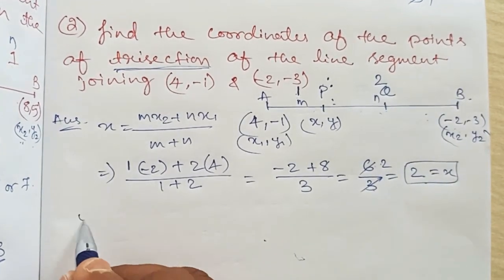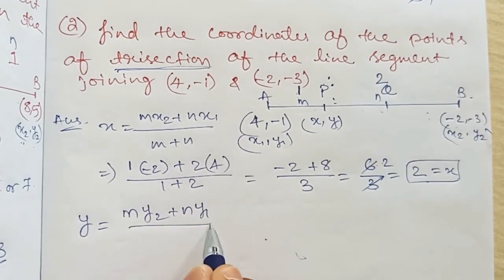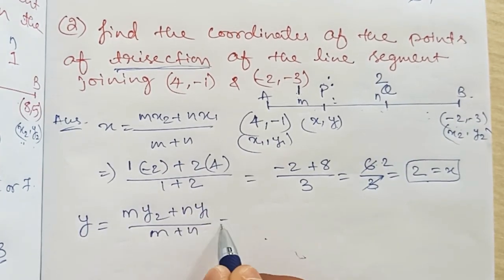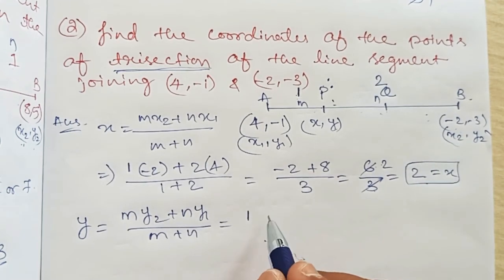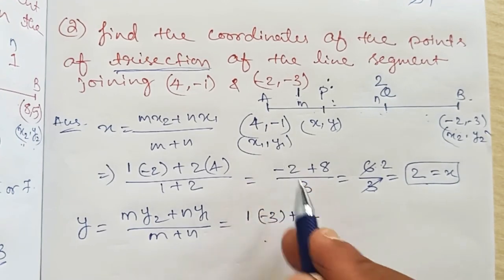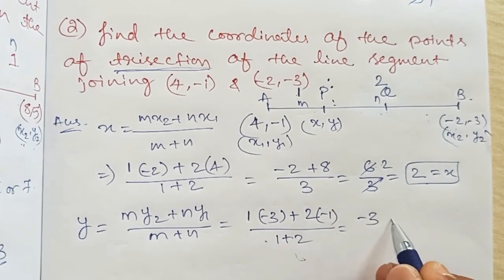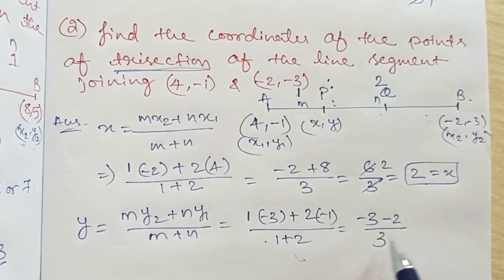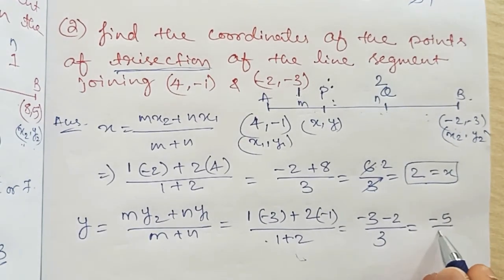Now for y. y equals my2 plus ny1 by m plus n. m is 1, y2 is minus 3, plus n is 2, y1 is minus 1, divided by 1 plus 2. This is minus 3, this is minus 2, by 3. Minus 3 minus 2 is minus 5 by 3.